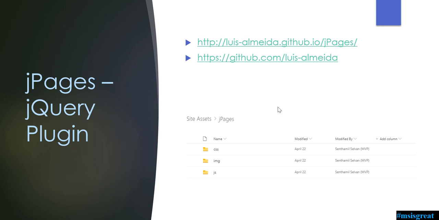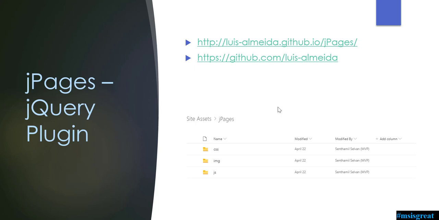And you can download jPages from the link which I have mentioned here. I'll also put the link in the description of the video. To start with, you need to first download jPages and upload it into your SharePoint folder or document library, whichever you are looking for. In my case, I uploaded it into site assets.